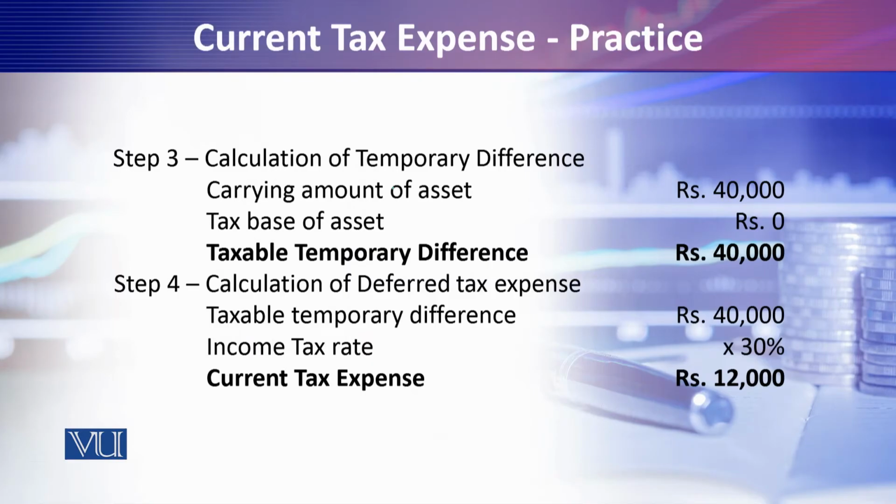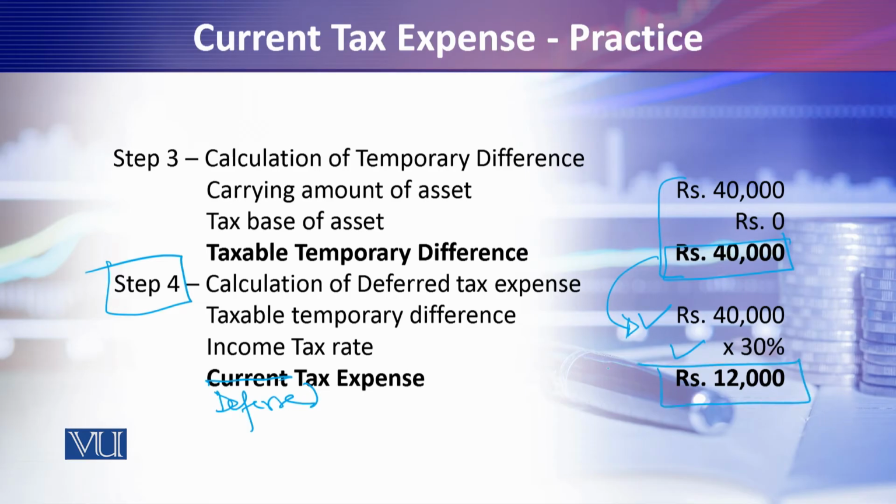Now, the calculation of temporary difference is what we were discussing in the last slide. The carrying amount is 40,000 and the tax base is 0. Taxable temporary difference is 40,000. Here we will calculate the amount of deferred tax expense. Calculation of deferred tax expense: taxable temporary difference is 40,000 as we have determined over here, and the tax rate is 30%. We get 12,000 as deferred tax expense. All right.